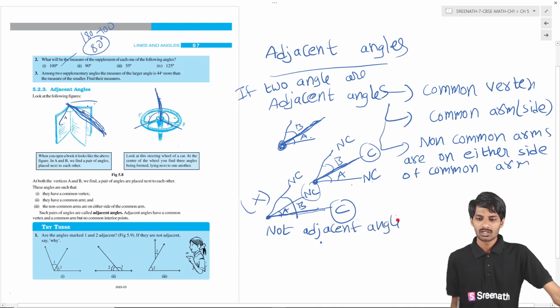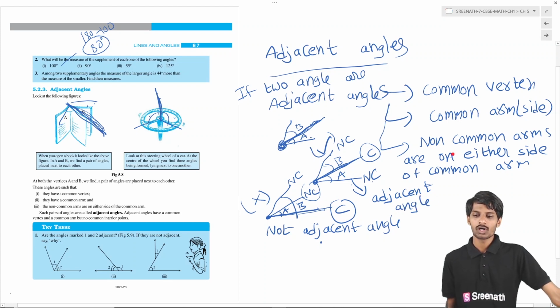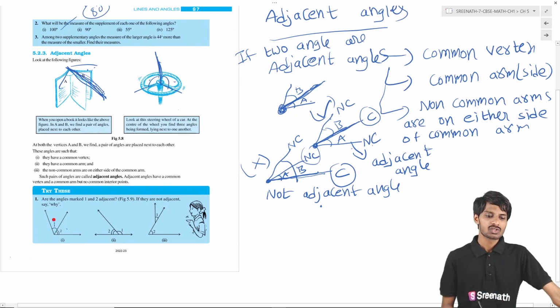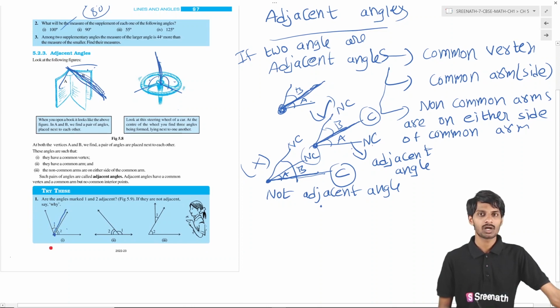But here they are adjacent angles. So this is the third condition itself, students. I think we have understood it. Okay, students, here angle 1 and angle 2 are adjacent angles. Both angles have a common vertex and a common arm, and the non-common arms are on either side of the common arm. So finally it is an adjacent angle.